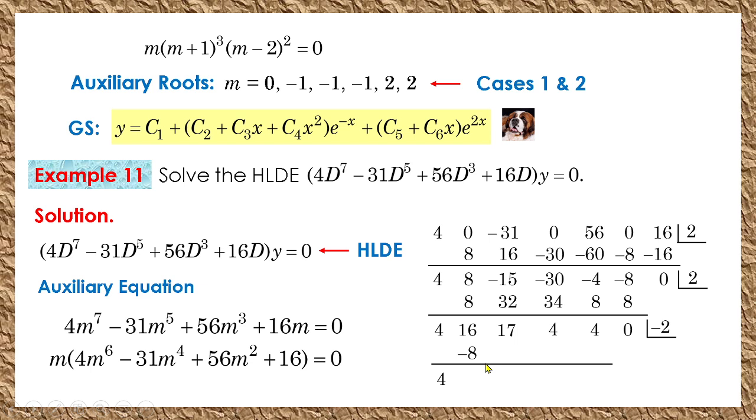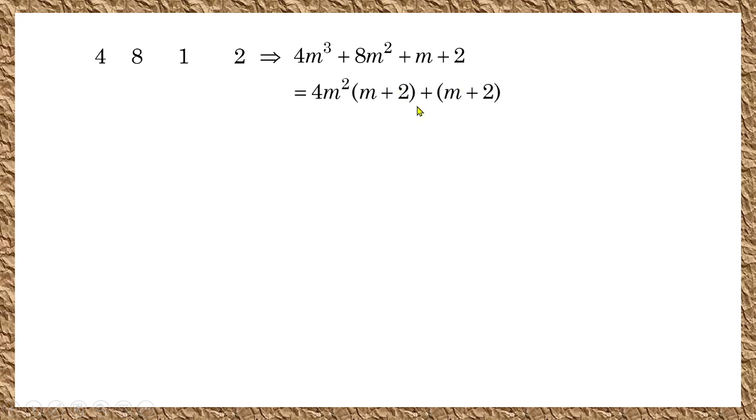So, bring down, multiply by negative 2, negative 8, add 8, multiply by negative 2, negative 16, add 1, multiply by negative 2, negative 2, add 2, multiply by negative 2, negative 4, add 0. Okay? So, we now have 4812. This is factorable by what? Grouping. I applied factoring by grouping sa last. Ang ibig sabihin ng 4812, yun ay 4m cubed plus 8m squared plus m plus 2.